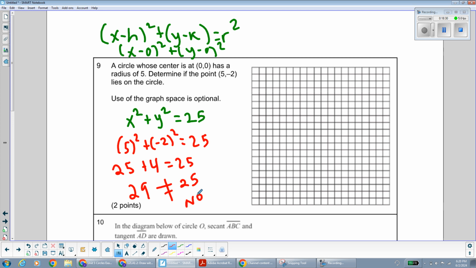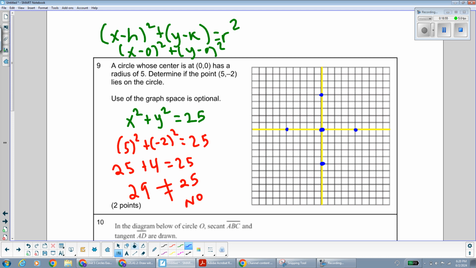If you were doing this graphically, you could make your own XY coordinate grid. And the center of the circle would be at 0, 0. And the radius is 5. 1, 2, 3, 4, 5 in each direction.